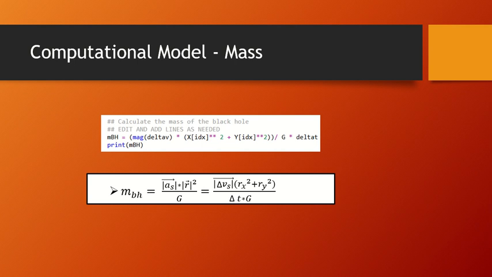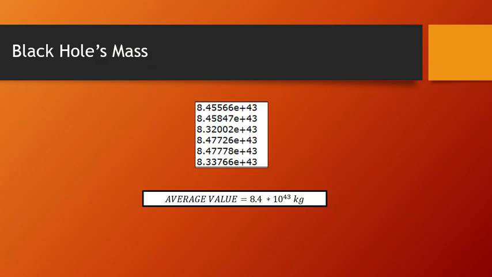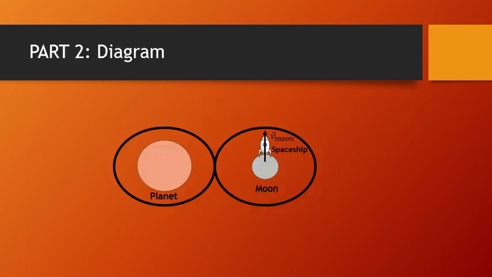Each time step, the mass of the black hole is updated using the formula derived from the gravitational force. By simplifying it further, we get that the mass of the black hole is the magnitude of delta V times the square root of x squared plus y squared, divided by delta t times the gravitational constant. The computational model gives us a great amount of masses, whose average is 8.4 times 10 to the power of 43 kilograms.